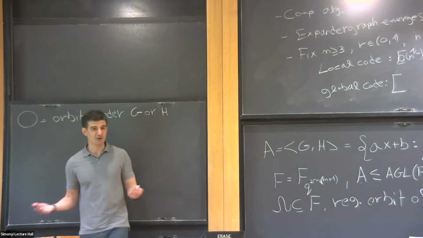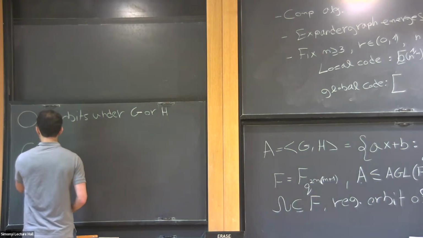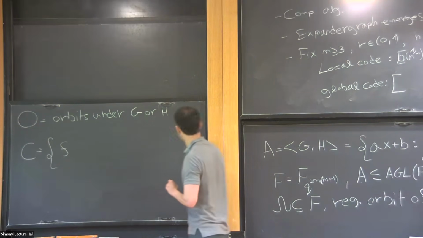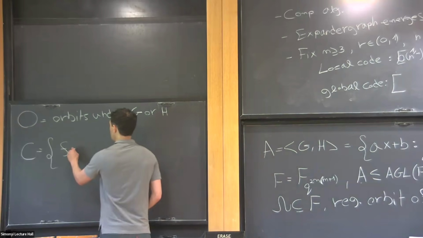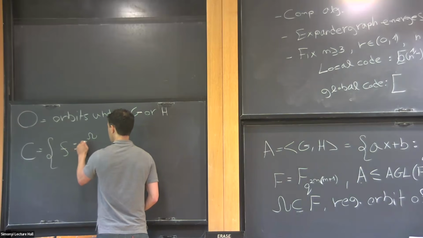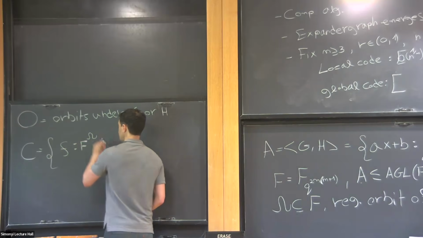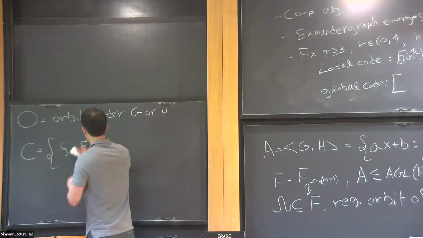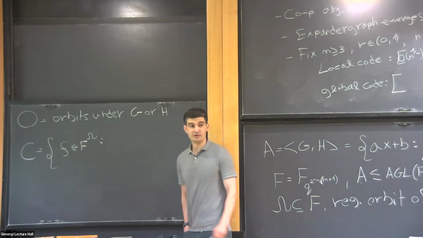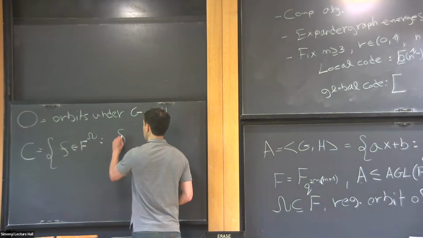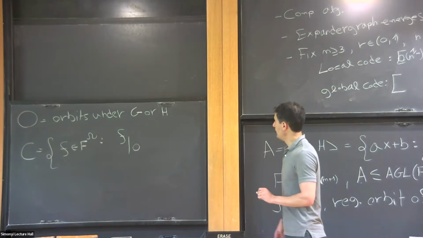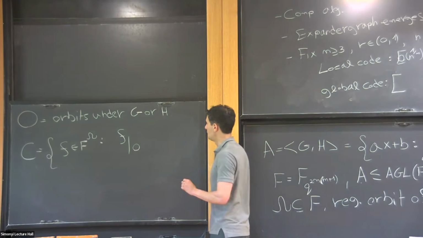Now finally I can define the code. What is the code? C. The code will be functions from omega to the field F, basically polynomials from omega to the field F, such that if I restrict omega to an orbit, so it's orbits, wait.